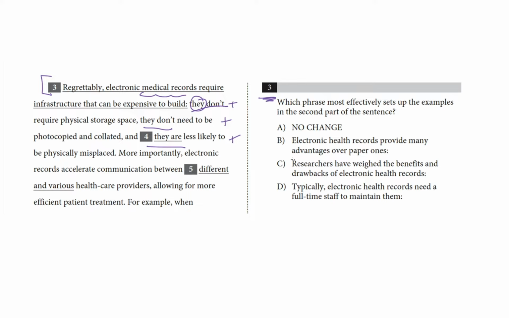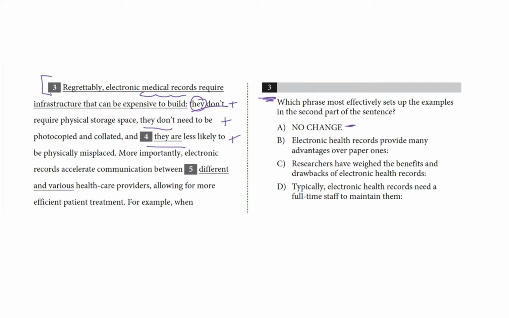So I'm going to go through the choices and see if they're broadly positive or negative. Anything that isn't positive, I can discard. So choice A, no change. Regrettably, well, that's negative right off the bat. Regrettably, electronic medical records require infrastructure that can be expensive to build. Okay, so yeah, that's a negative choice. I don't think this sets up our positive examples.